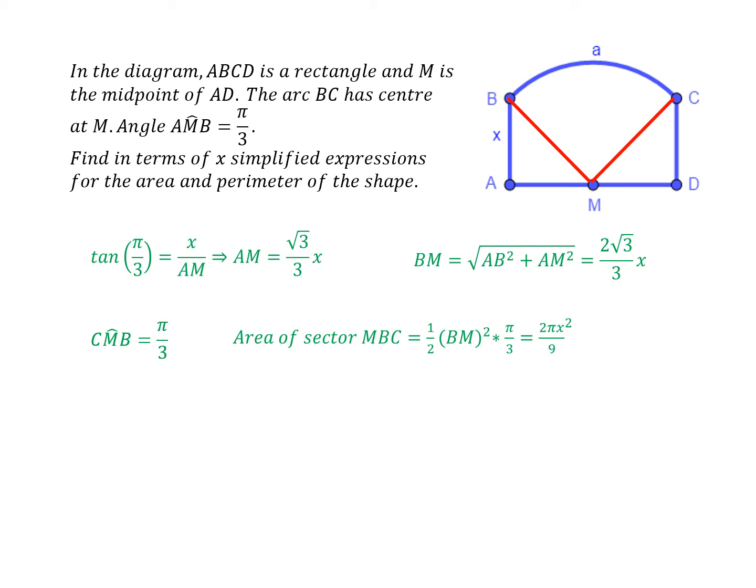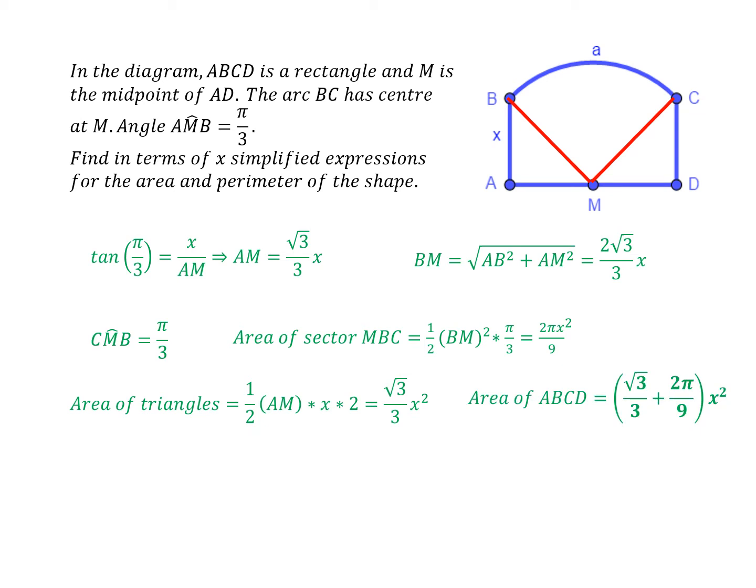And then I need the area of the two triangles, and so that's half base times height, and then I've got two triangles, so that's the area of the two triangles. Therefore the area of the whole shape is those two things added together, the 2 pi x squared over 9 and the root 3 over 3 x squared. So that's the area of ABCD.